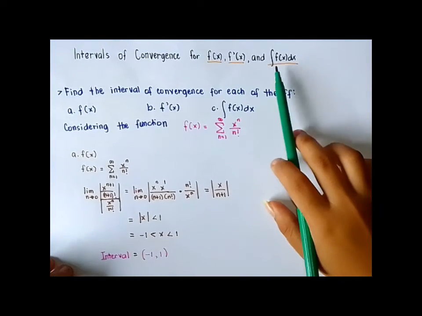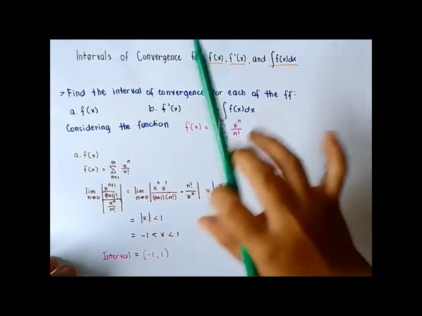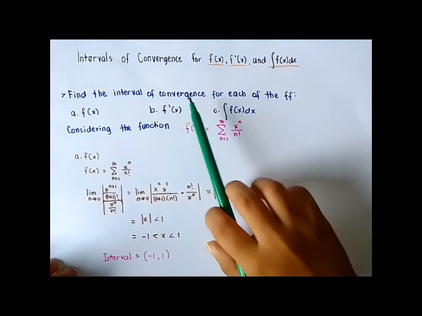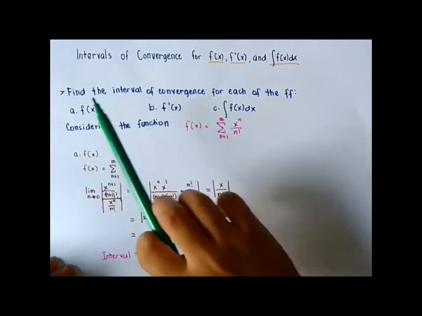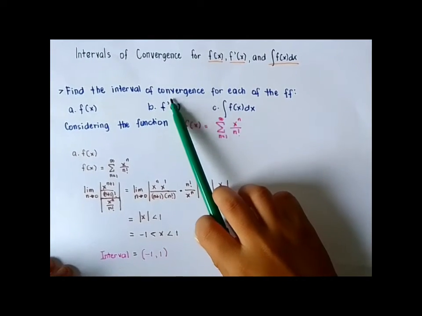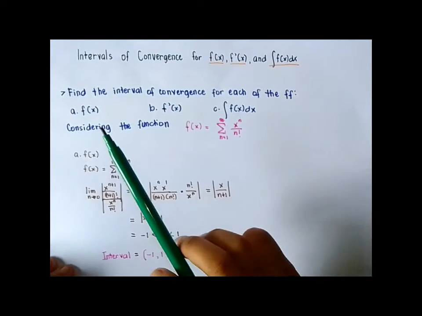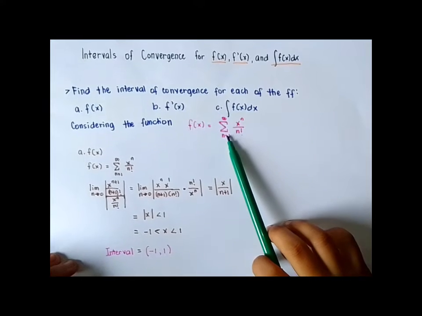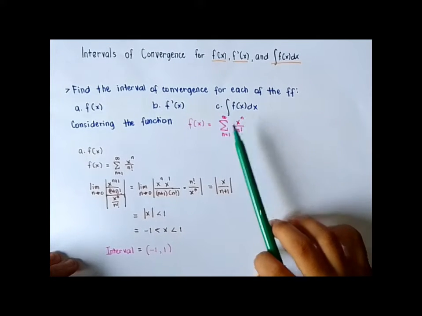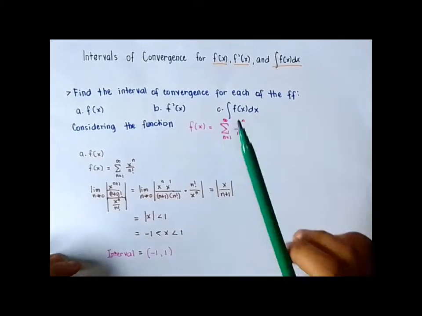And for here, we have the intervals of convergence for f of x, f prime evaluated at x, and the integral of f(x) dx. For example, find the interval of convergence for each of the following. We have a, function of x, b, f prime of x, and c is the derivative of f of x. Considering the function f of x is equal to the sum of x to the power of n over n factorial as n equals 1 to infinity.